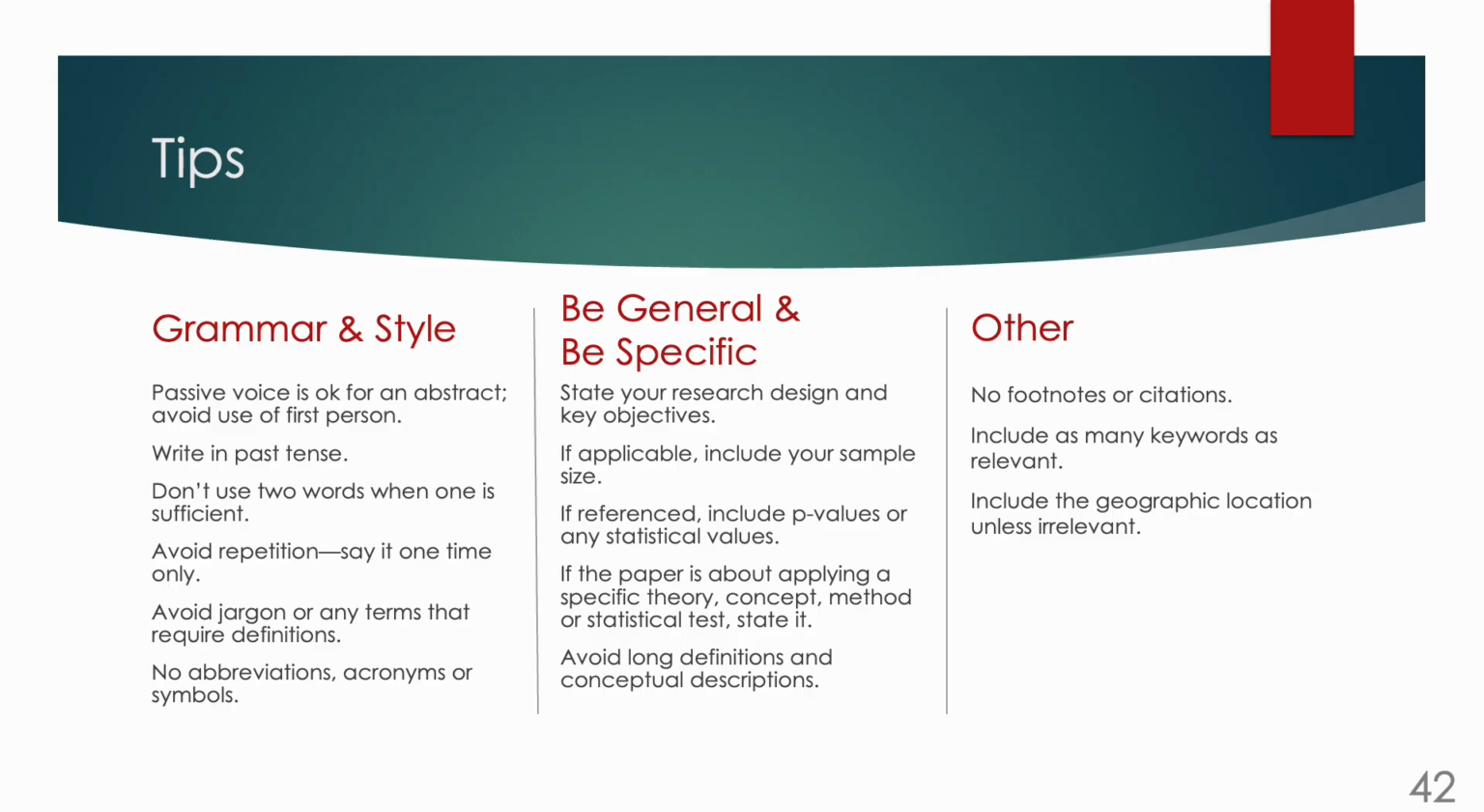Here are some tips to guide you as you craft or redraft your abstract. For grammar and style, passive voice is okay for an abstract, but avoid use of first person. Write in past tense, unless you're stating facts, then those can be in present tense. Don't use two words when one is sufficient. Avoid repetition. Say it one time only. Remember, you have very little space.